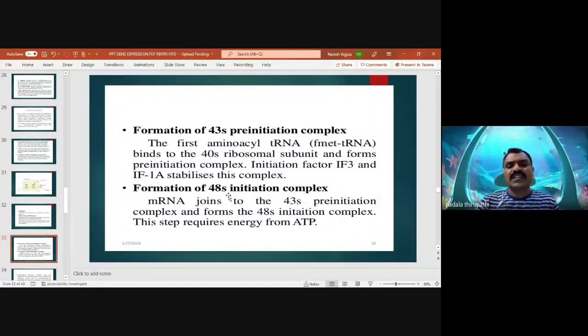The third step of the initiation stage of translation is the formation of the 48S initiation complex. To recap, the first step is dissociation of the 80S ribosome into 40S and 60S, then formation of the 43S pre-initiation complex. In the third step, mRNA joins the 43S pre-initiation complex and forms the 48S initiation complex. This step requires energy from ATP, adenosine triphosphate.